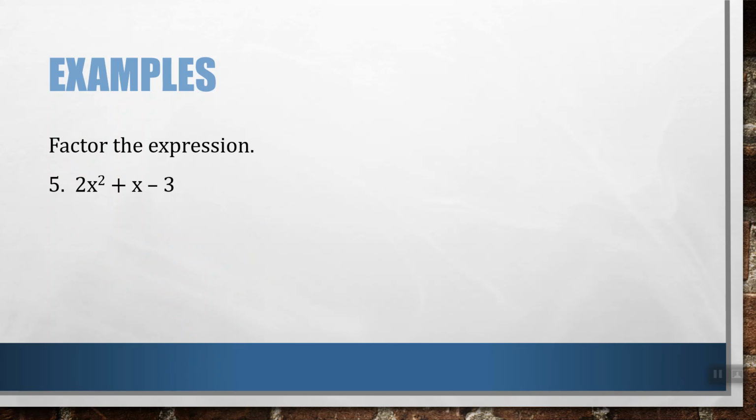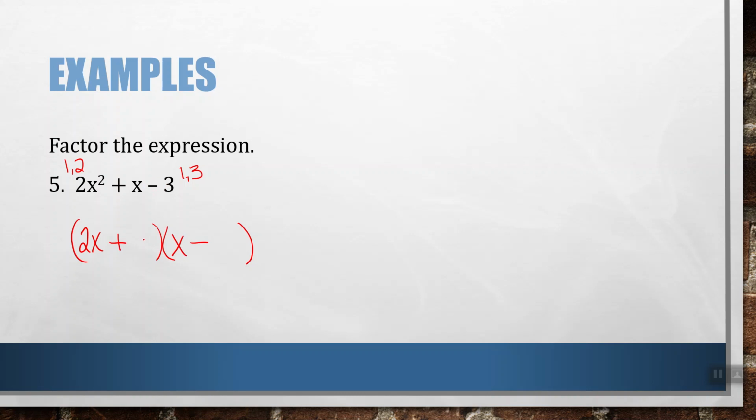2x squared plus 1x, or just plus x, minus 3. Again, got some prime numbers here, 1 and 2. 1 and 3, so I can start either in the front or the back and place those in. So let's do 2x and x. Back number is negative. That means I need 1 of each sign.